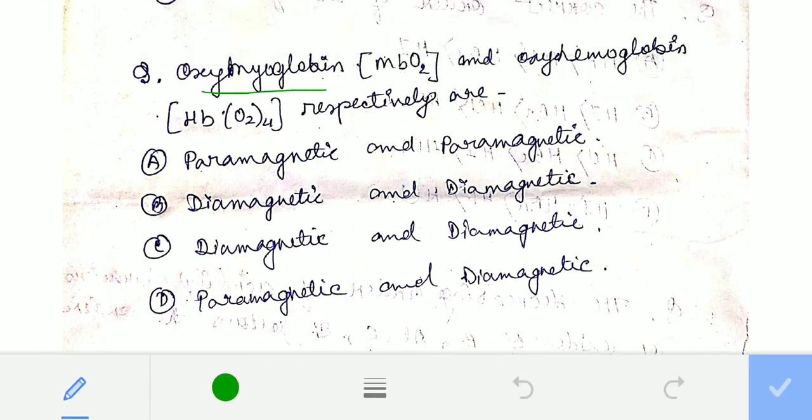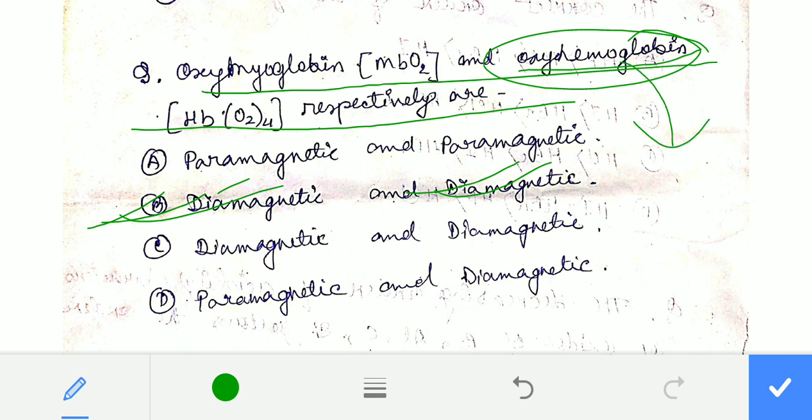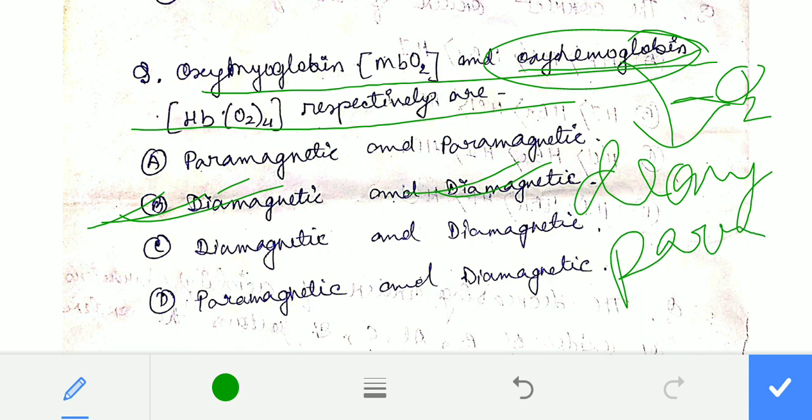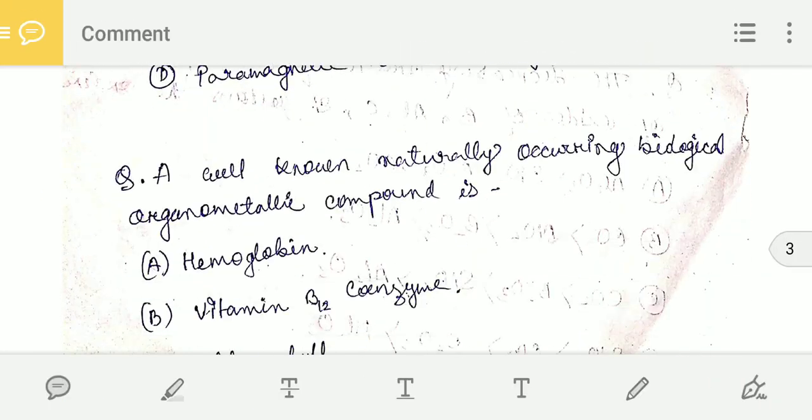Oxymyoglobin and oxyhemoglobin respectively are diamagnetic species. So for this, option B is the right option. Also, I would like to tell you that if you remove the oxygen from the oxyhemoglobin, that is deoxyhemoglobin, it is a paramagnetic substance. Keep in mind it is paramagnetic, but oxyhemoglobin is diamagnetic. For this question, option B is the right option.